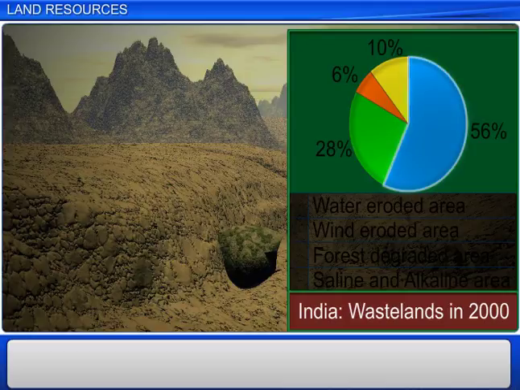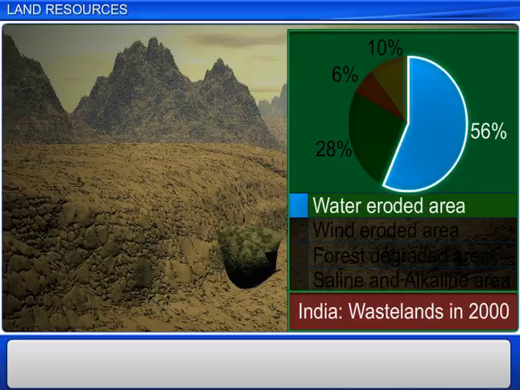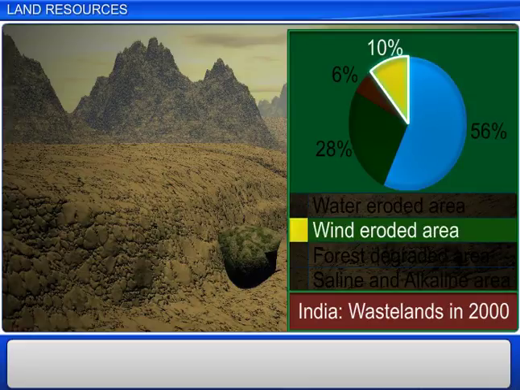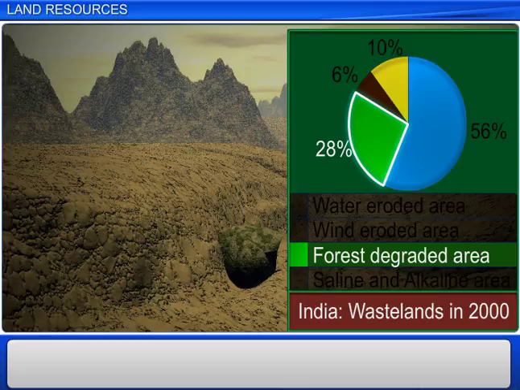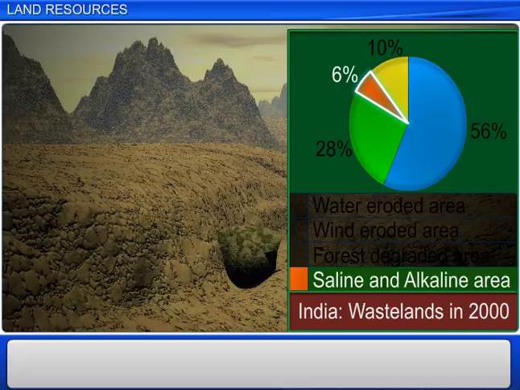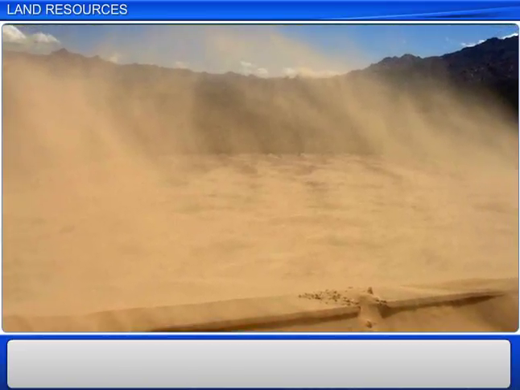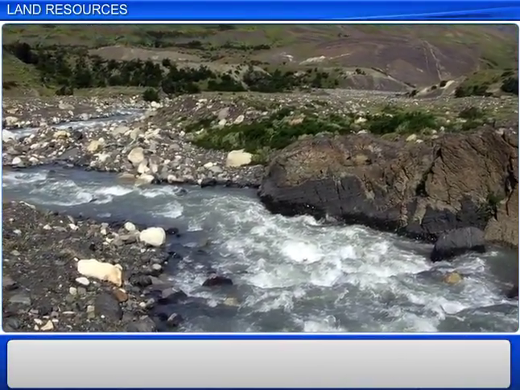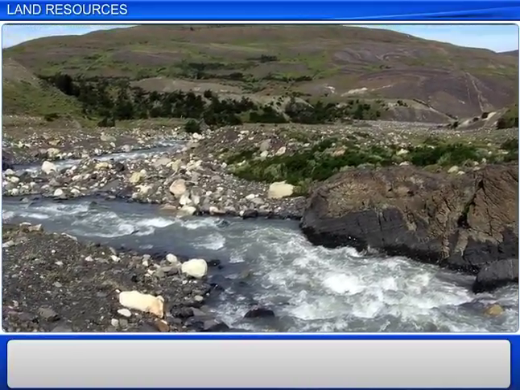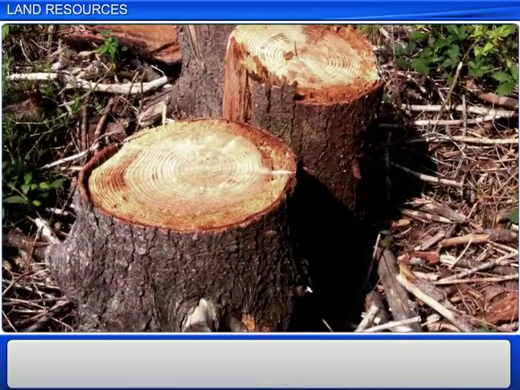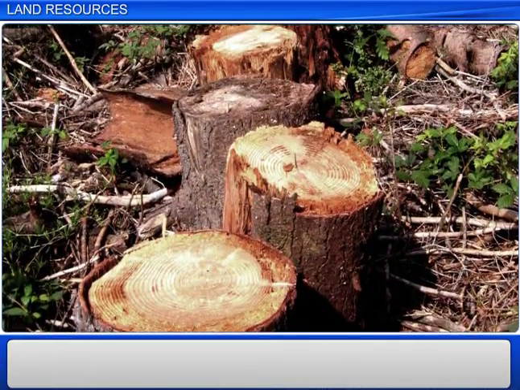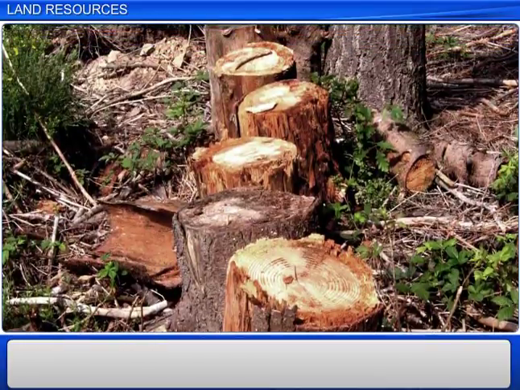Out of this, 56% is water eroded area, 10% is wind eroded, 28% is forest degraded area, and 6% has saline and alkaline deposits. Natural agents like wind and water constantly keep eroding and degrading land. However, human activity has contributed to and increased the pace of this natural land degradation.